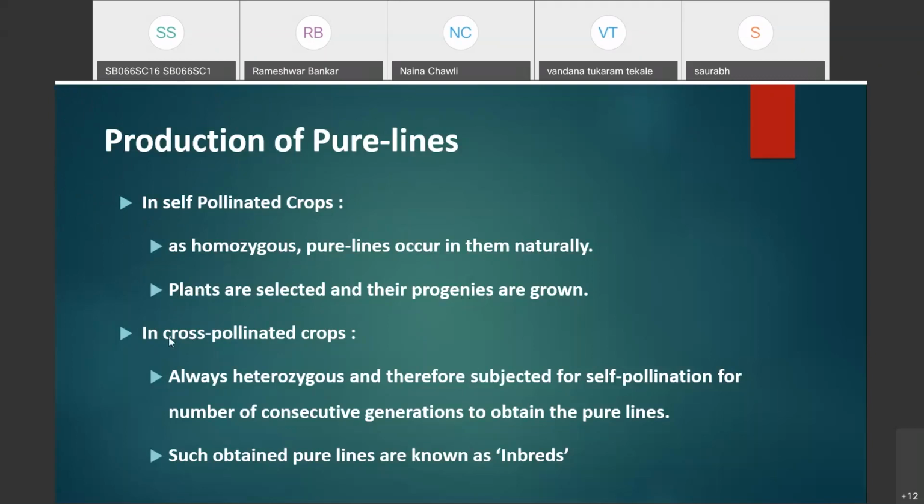Then the second one: how are the pure lines produced in cross-pollinated crops? As you all know, cross-pollinated crops are always heterozygous, which means they show great genetic variation. They are genetically variable, and that's why cross-pollinated crops are subjected to self-pollination for a number of consecutive generations to obtain the pure lines.